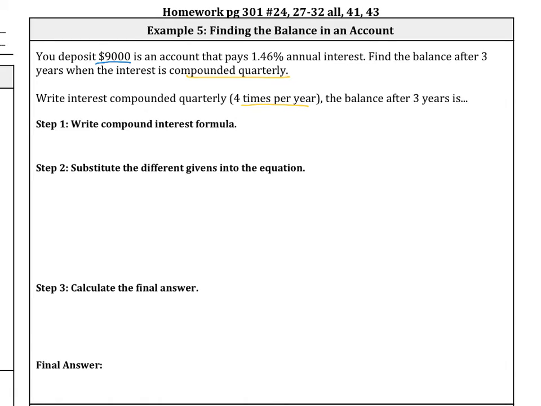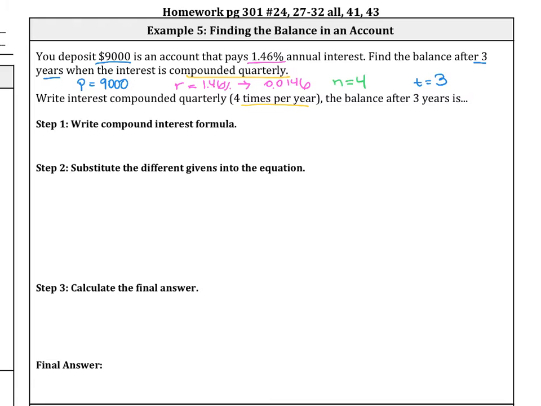First of all, $9,000 is P, the starting value. Whenever we see a percent, that has to do with our R value: 1.46%. But we need to convert that to a decimal, so dividing by 100, or moving the decimal left 2 places, we get 0.0146 is R. Compounded quarterly has to do with how many times it's compounded per year, which is 4 times per year. And time is 3 years.